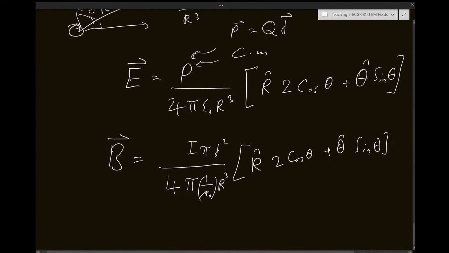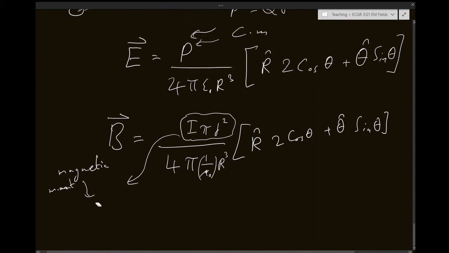So this suggests that there's an analog to the dipole moment in electrostatics, which is the magnetic moment in magnetostatics, and it turns out to be this term. This is the magnitude of it, the magnetic moment. Just from looking at the mathematics, it's the analog of the electrical dipole moment. So the magnitude of the magnetic dipole moment turns out to be just I, the current of the dipole, times the surface area of the loop, right?